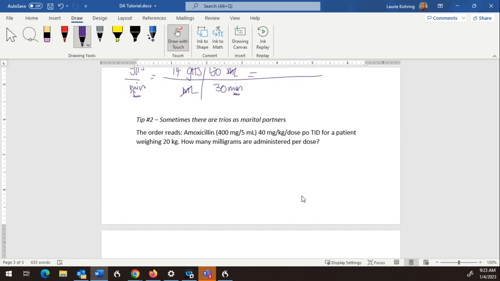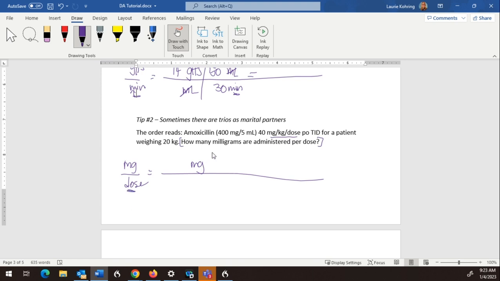All right, this next dilemma, sometimes there's trios as marital partners. So we have multiple units kind of tied together here. So let's see how we would tackle this. I'm going to do the same thing. I'm going to look at my last sentence. What am I solving for? And I have milligrams per dose. My start unit is milligrams. My stop unit is dose.